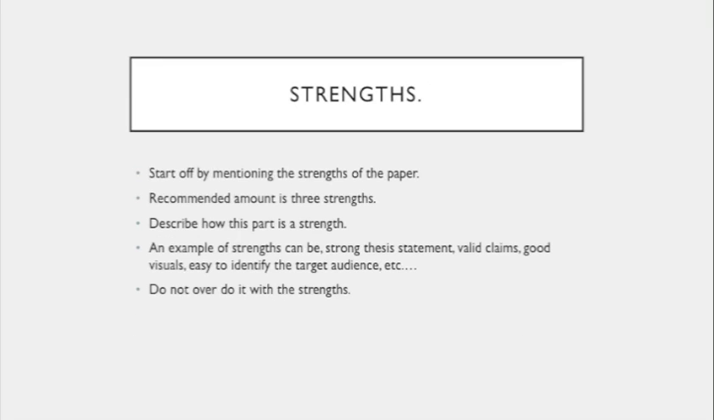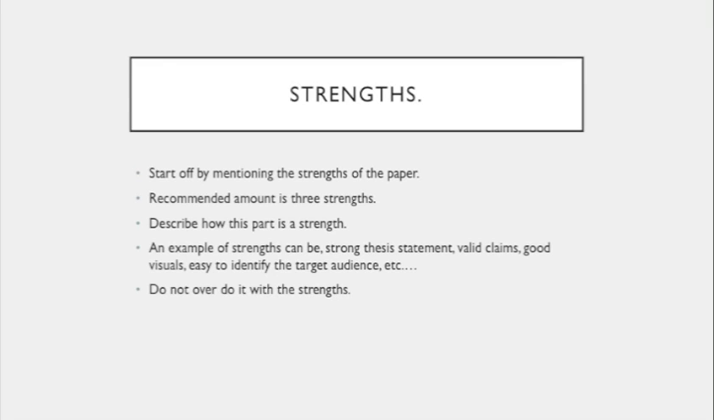The strengths. So first, I always suggest starting off by mentioning the strengths of the paper. You don't necessarily want to jump in right away with the suggestions for the areas of improvement. You do want to let your peers know what made their paper strong. The recommended amount is 3. Necessarily, it's not a rule, but I do feel that 3 strengths is enough for your peers.